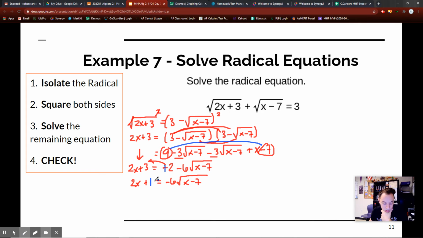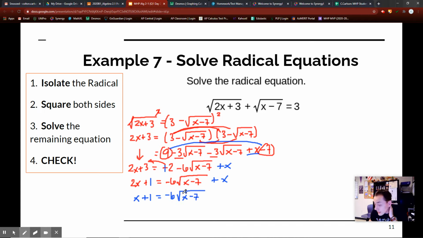So since that equals 1, I'm now going to do this. I recognize I still have a plus x out here. When I have a plus x, I'm actually going to subtract that over. So now what I have on the left side is just x plus 1, and then equals negative 6 times radical x minus 7.